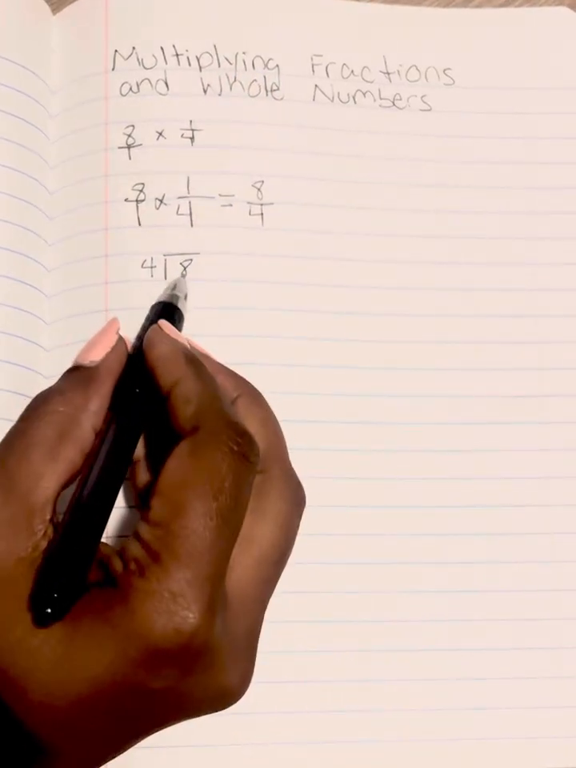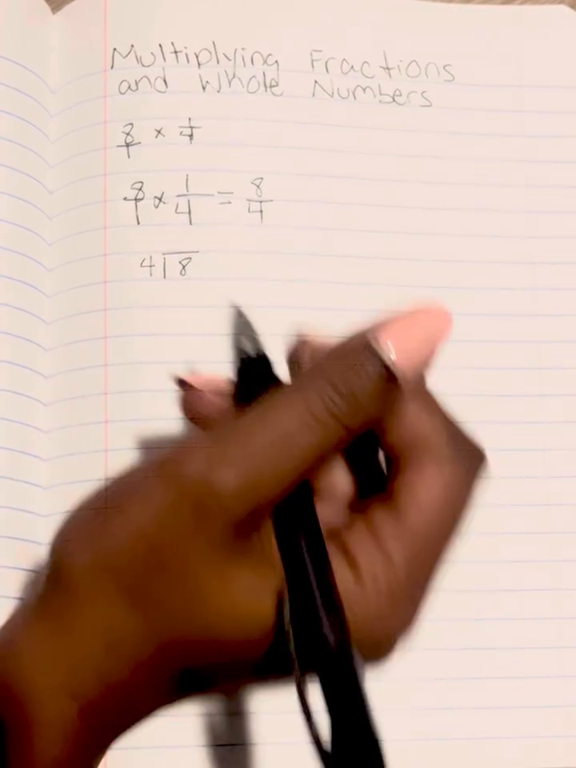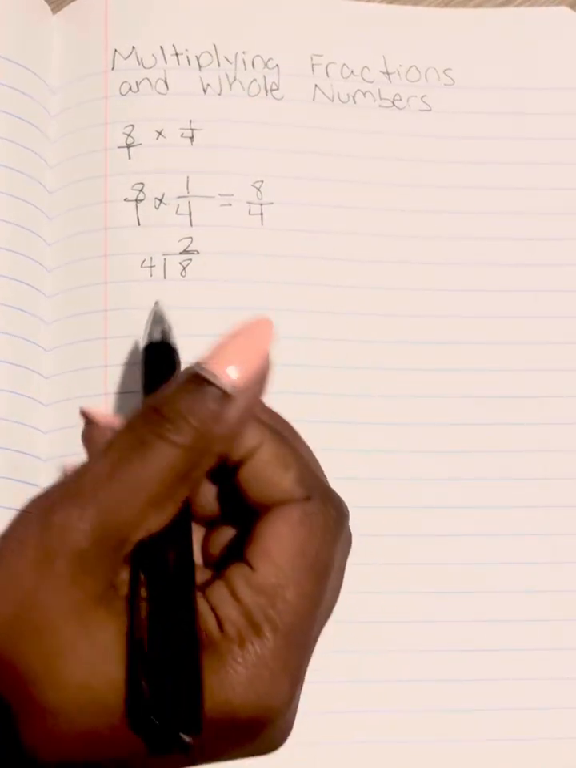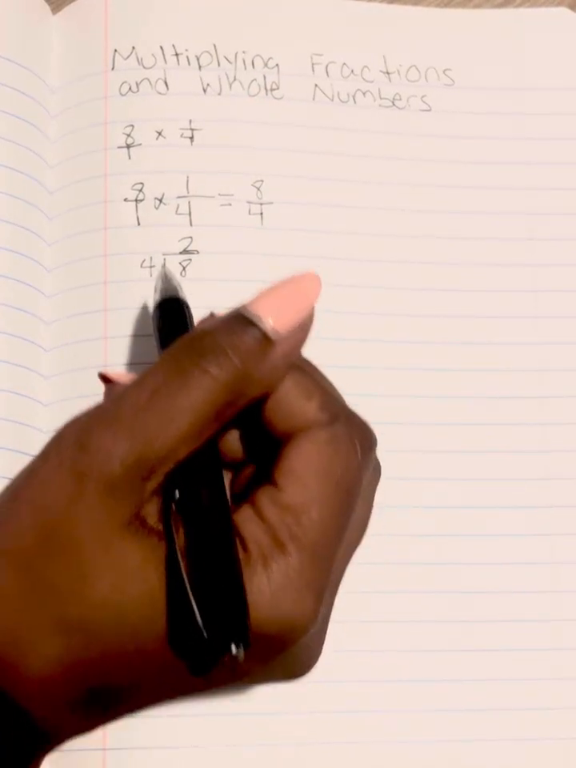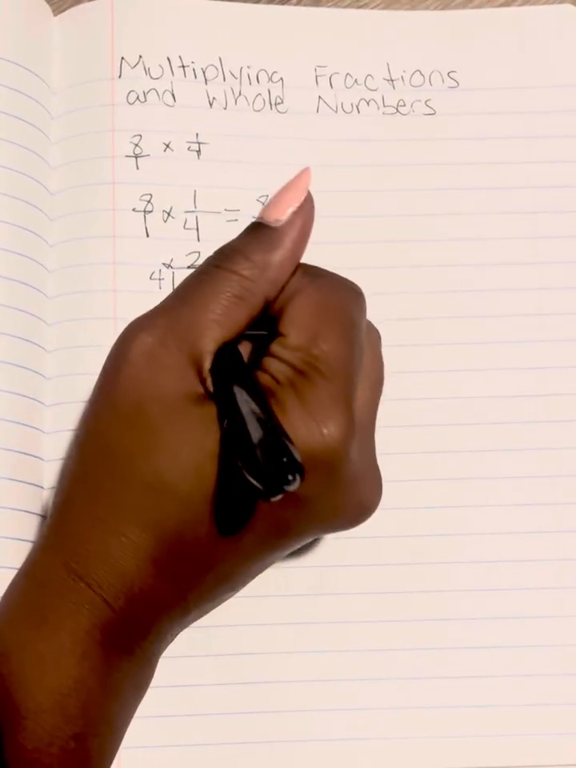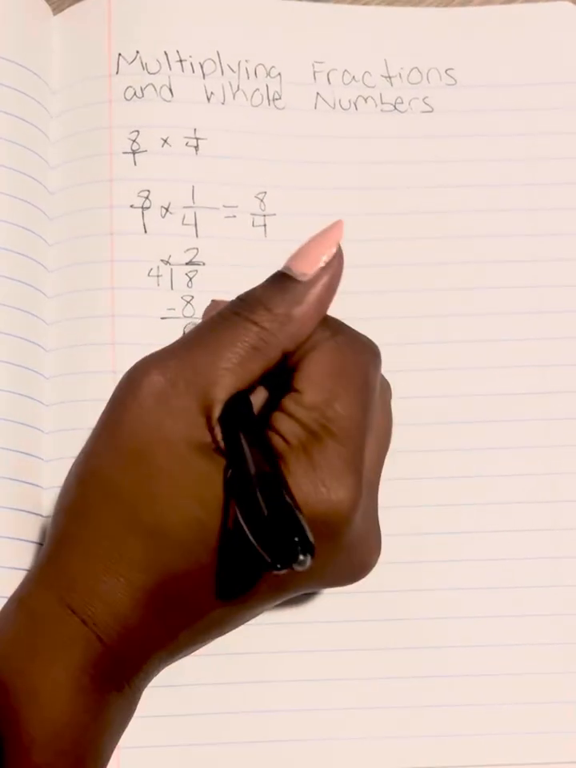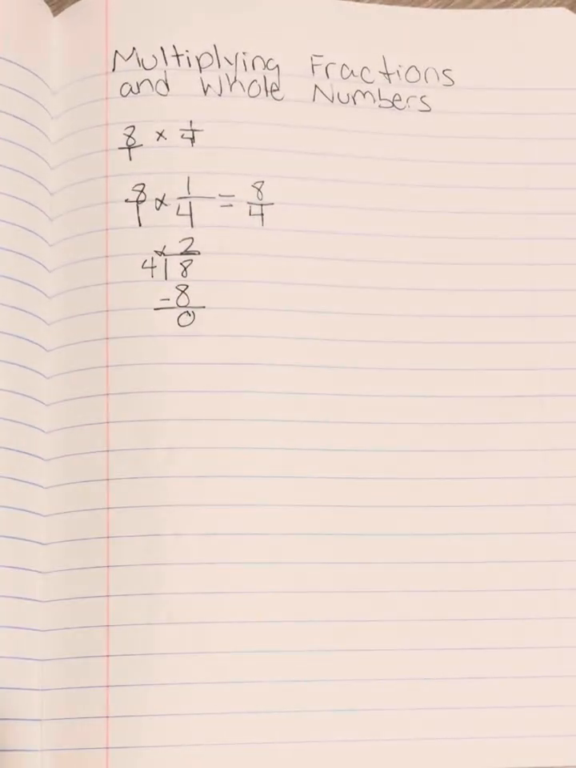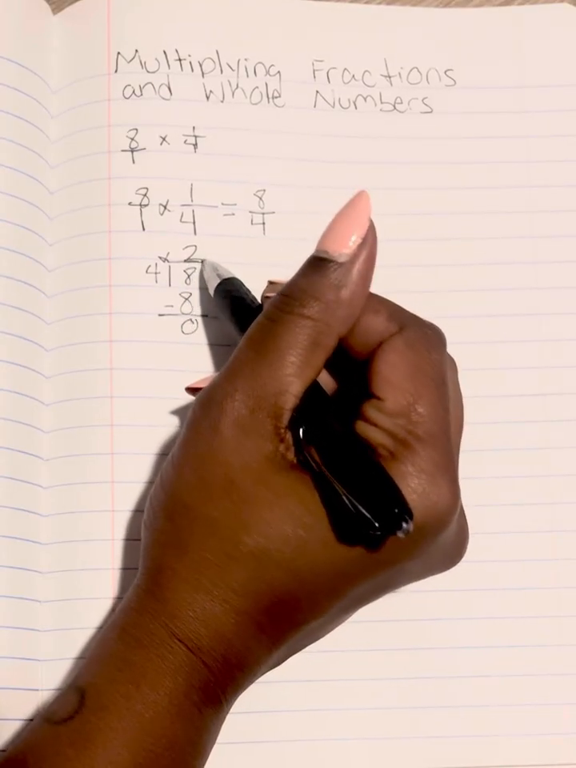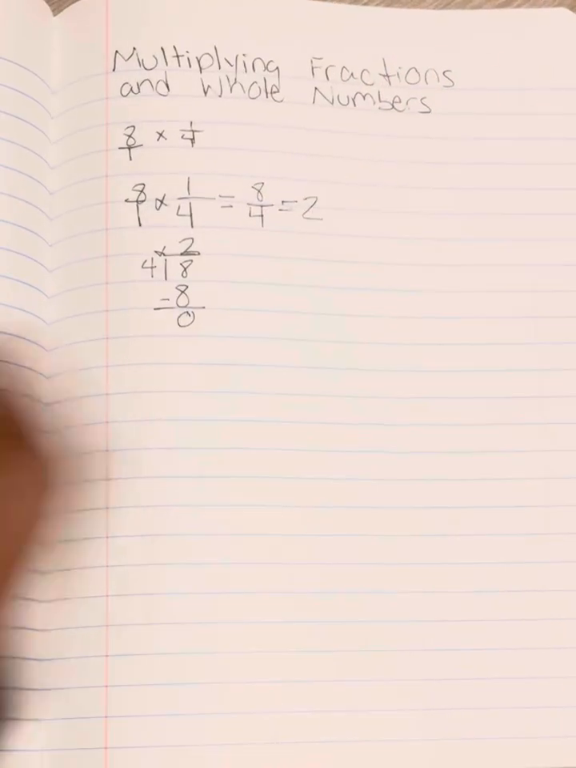So 8 divided by 4. 4 goes into 8 2 times. If we continue with our regular division steps, our next step would be to multiply. 2 times 4 is 8. Then we would subtract, and we would get a remainder of 0. That means the only thing we are focused on is our 2, which is going to be a whole number. Our answer would be 2.